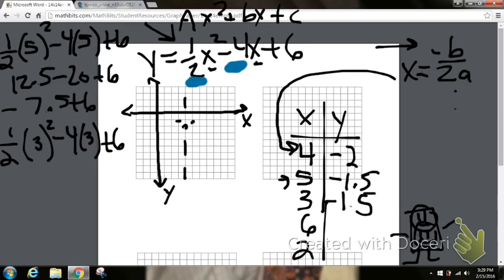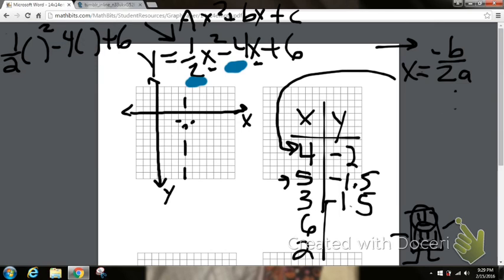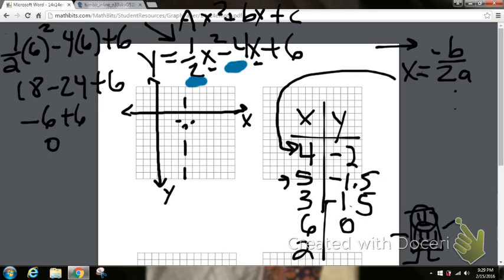I'm going to try 6 in the equation and 2. Because there's a line of symmetry, I should get the same answer. So now let's plug in 6 into our equation. 6 squared is 36, half of that is 18. 4 times 6 is 24, plus 6. 18 minus 24 would just give me negative 6. Plus a positive 6 is, oh my goodness, a 0. The same thing happens with 6, and that happens to 2.